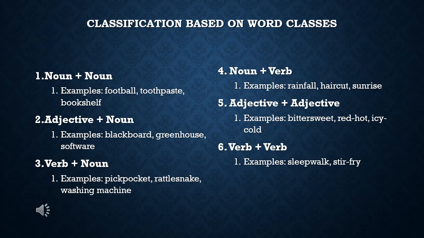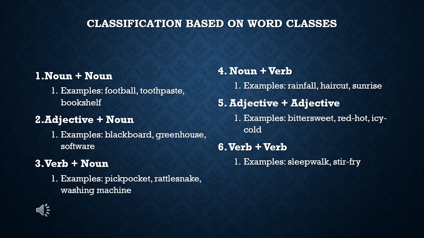At number three, we have verb plus noun. For example, pick is a verb and pocket is a noun. Compounded together, they create the word pickpocket, which is very different from those two original joining words. Then we have rattlesnake, where rattle is the verb and snake is the noun. Again, washing machine, where washing is the verb and machine is the noun, and together they create the word washing machine.